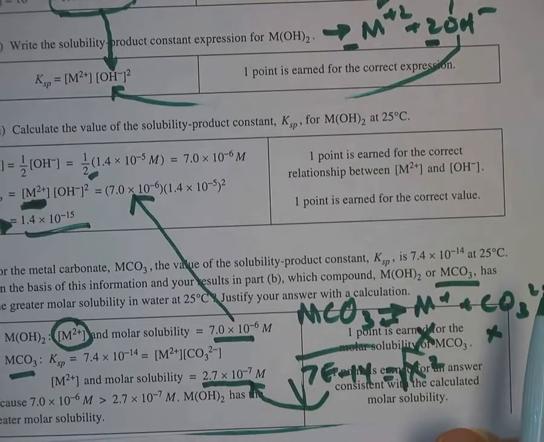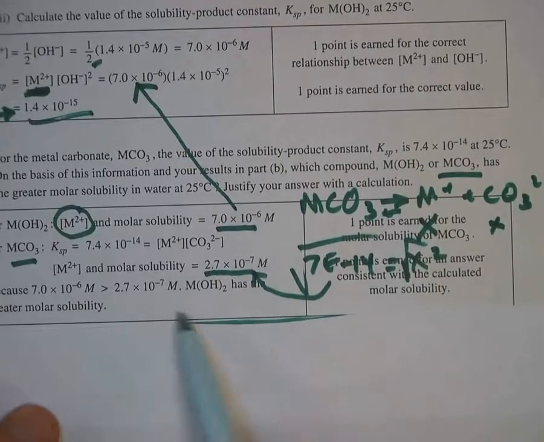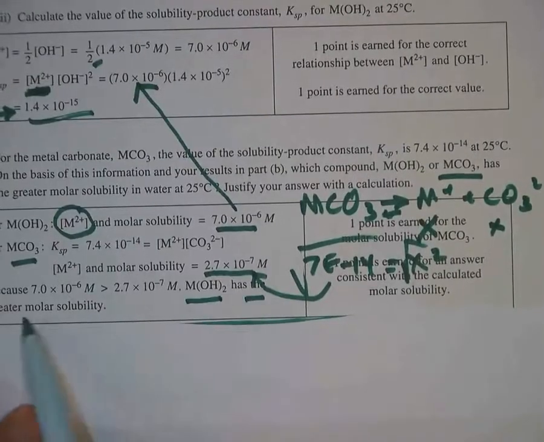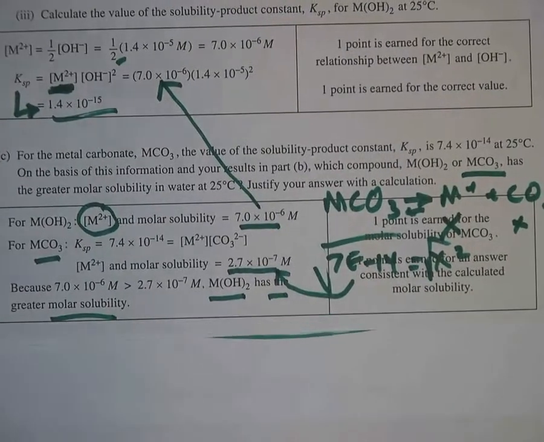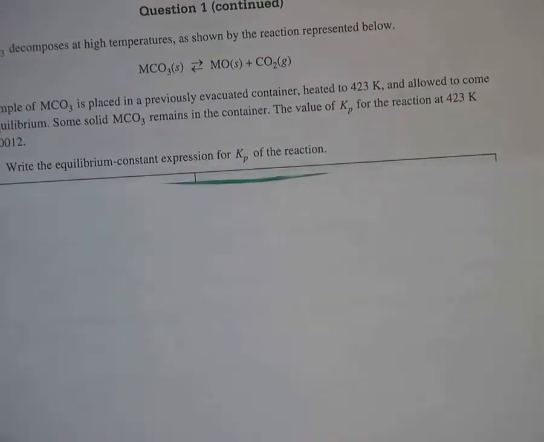Because 7 times 10 to the negative 6th is greater than 2 times 10 to the negative 7th, MOH2 has the greater molar solubility. So you look for the number that is larger, and that gives you the molar solubility. Turning to the back, let's see.